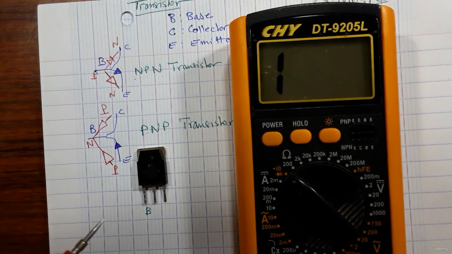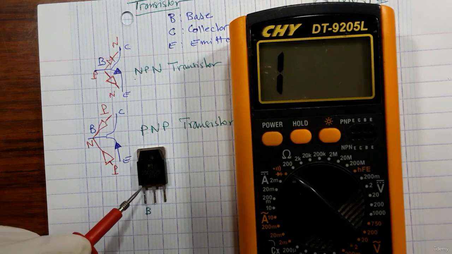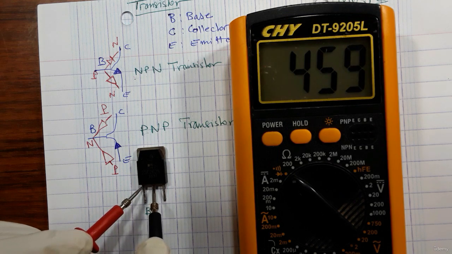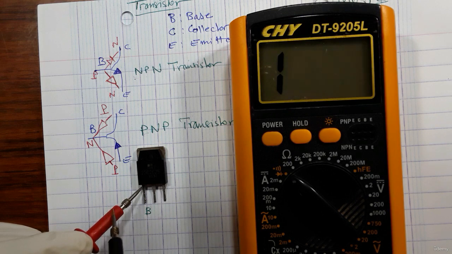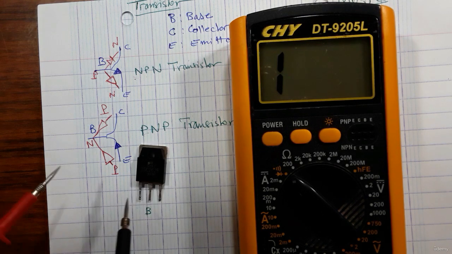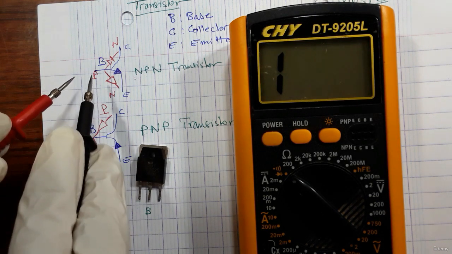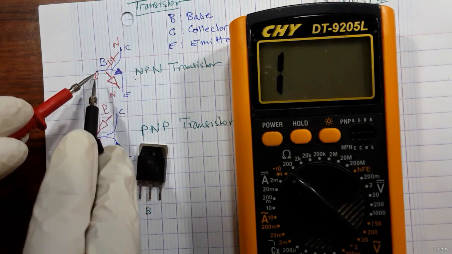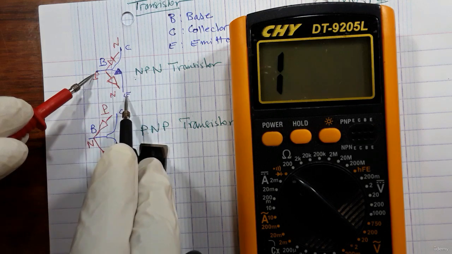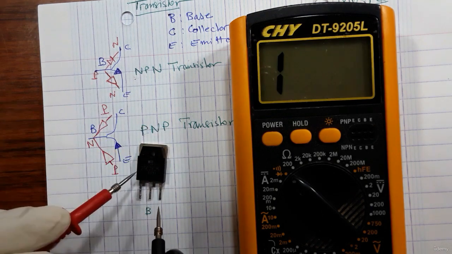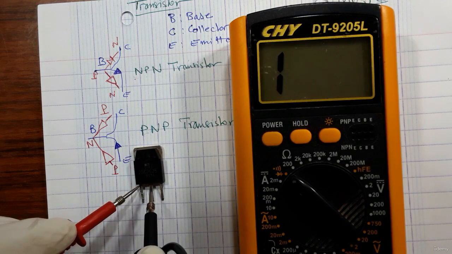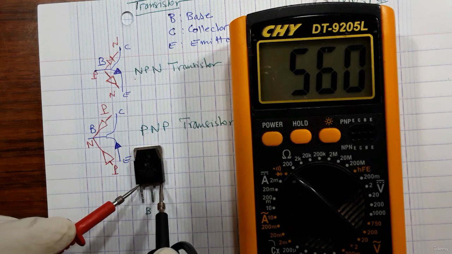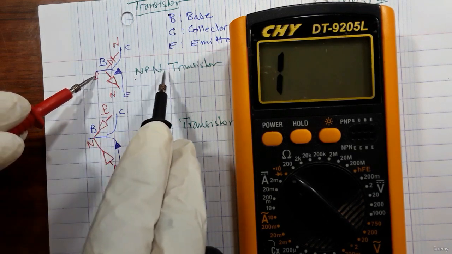Because we put the red probe here and we got a reading here and here, it means we put the red probe in the base. So this is P. As you see here we have P. So this is NPN, because we don't like that. We have red in here, we have also red in here, means this is NPN.